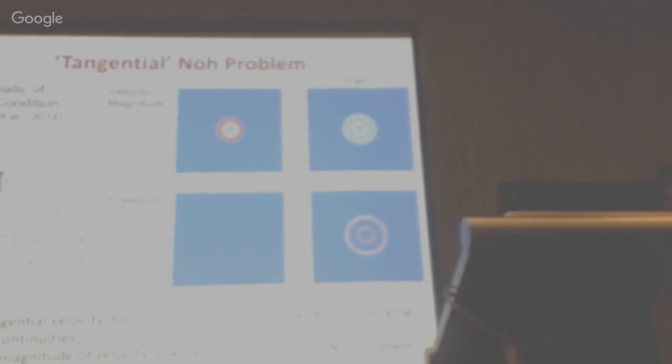This is the last problem. So here is a schematic. This is a tangential flow problem. So instead of having a radial velocity discontinuity, we have a tangential velocity discontinuity. So in a circular region of radius capital R, you give an initial solid body rotation. So U and V are specified according to this.